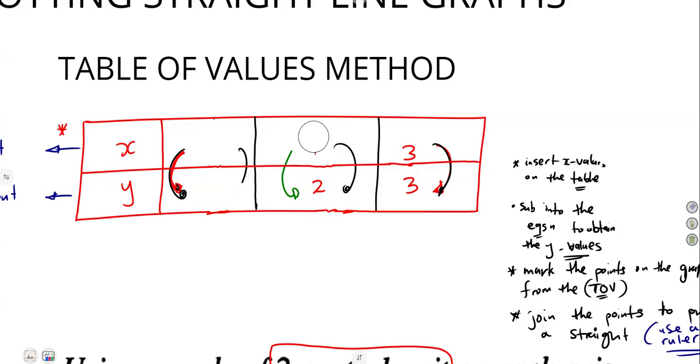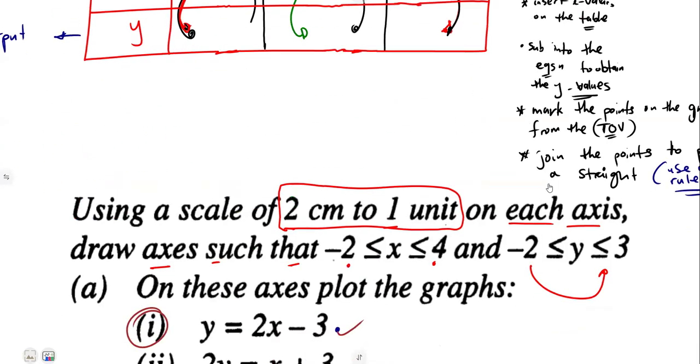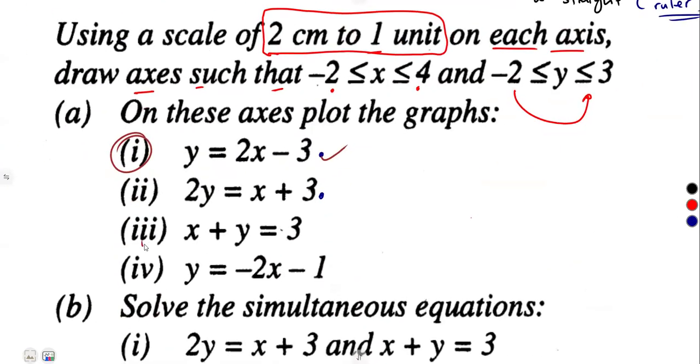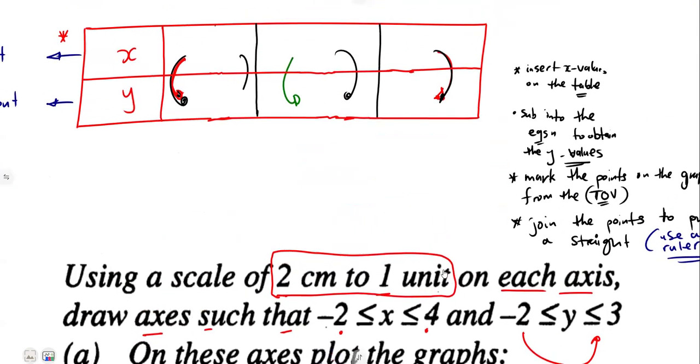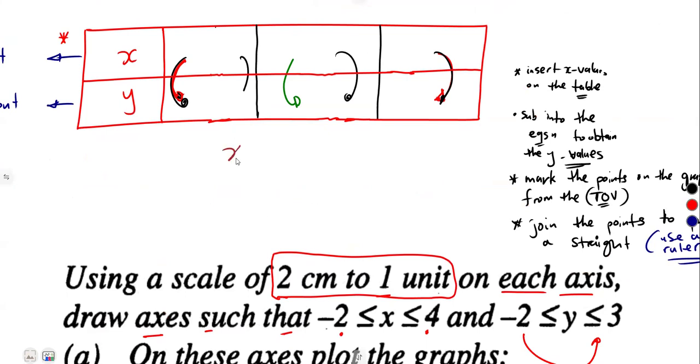Let us quickly have the third one, and finish up. So that is it. Number 3, x plus y is equal to 3. So let us take this: x plus y is equal to 3.